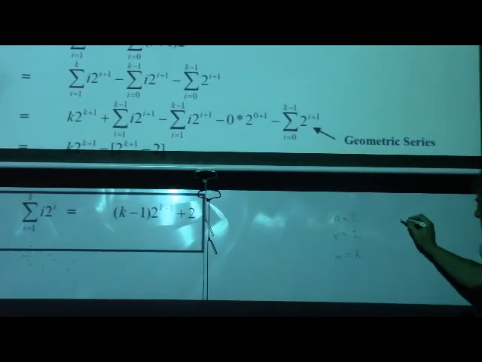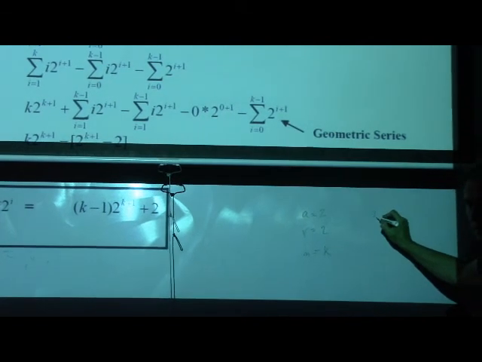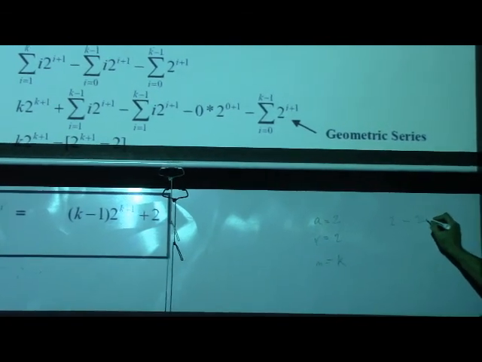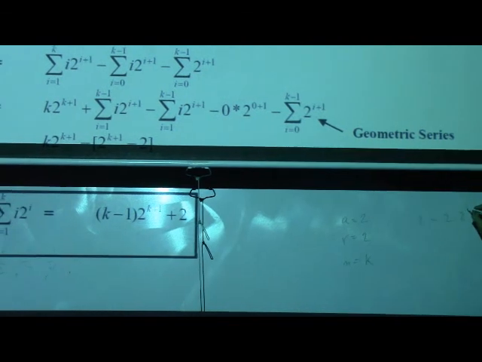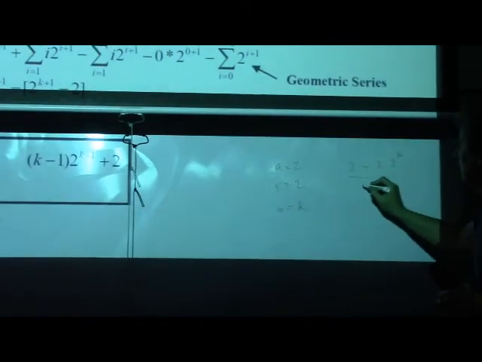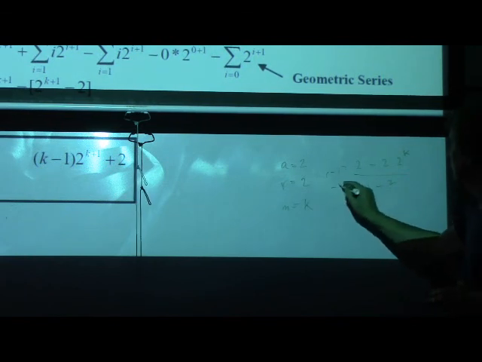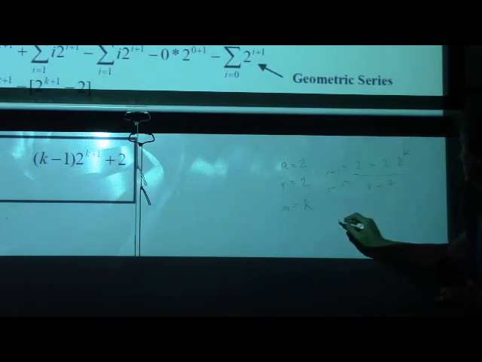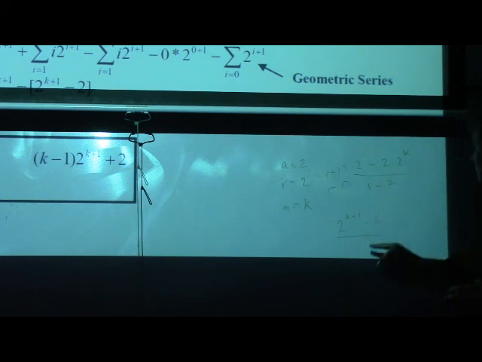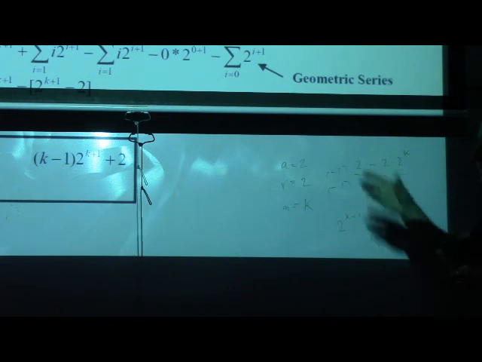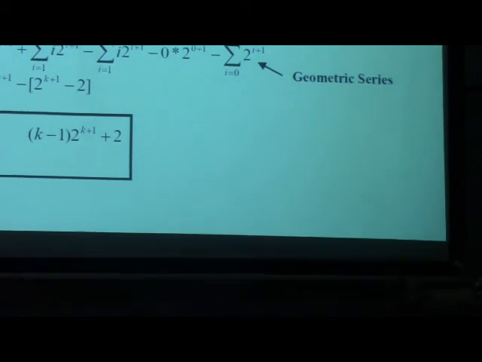So it's going to be a minus a times r to the n over 1 minus r. I'm going to multiply this by minus 1 over minus 1, and that's going to be 2 to the k plus 1 minus 2 over 2 minus 1, which is 1. So it's 2 to the k plus 1 minus 2. Easy, right? So that geometric series is very easy.